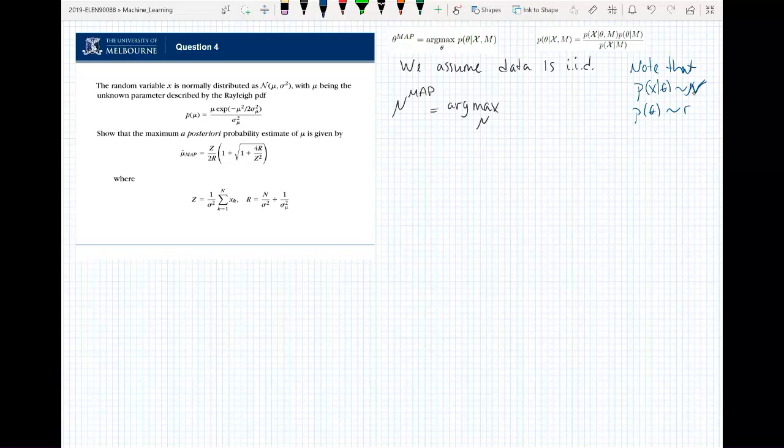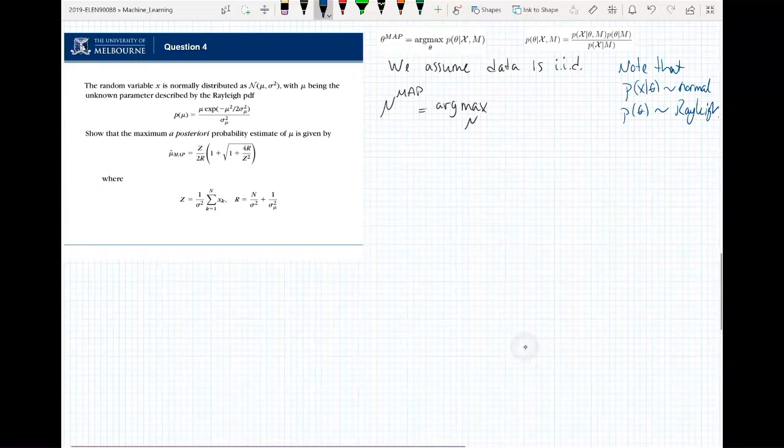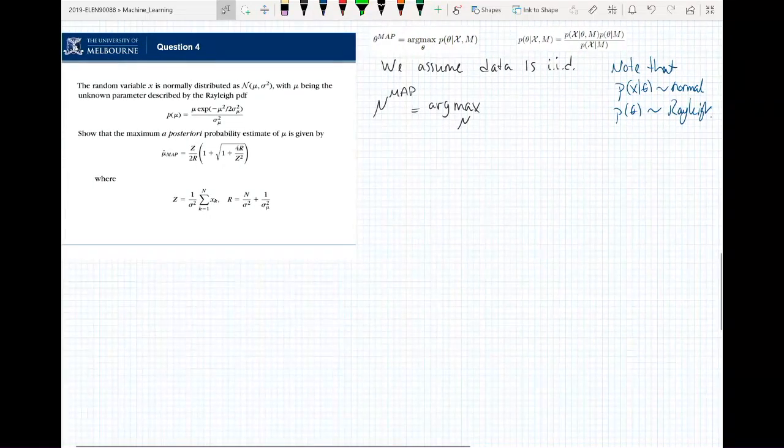So maybe I write it like verbally. So this is normal and Rayleigh. And both are given, right? I have given both of them. The distributions are given in the question, so they are here. So this is this, and the other one is this. Then I just write it down.